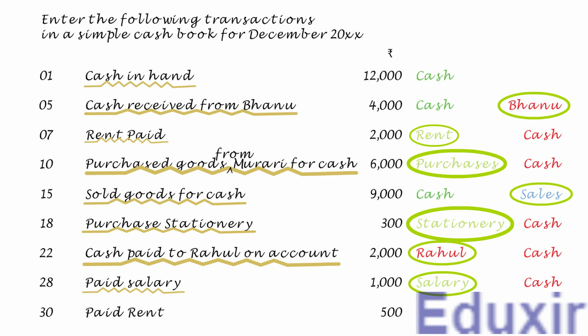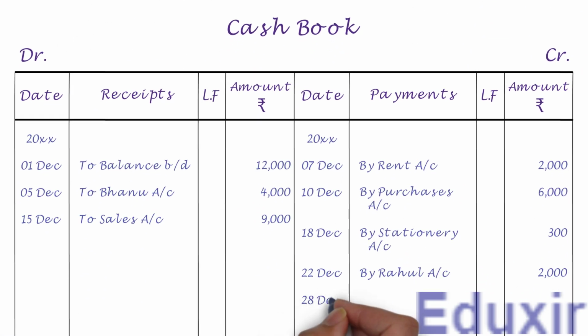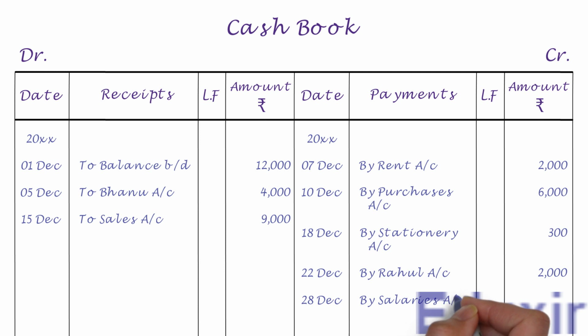With this analysis at our disposal, let us proceed with the posting of this transaction on the credit side of the cash book. Let us first record the date. Let us then record salaries account in the payments column. Let us then record the credit amount of 1000 rupees in the amount column. With that, we have completed the posting of this transaction into the cash book. Let us now take up the next transaction.